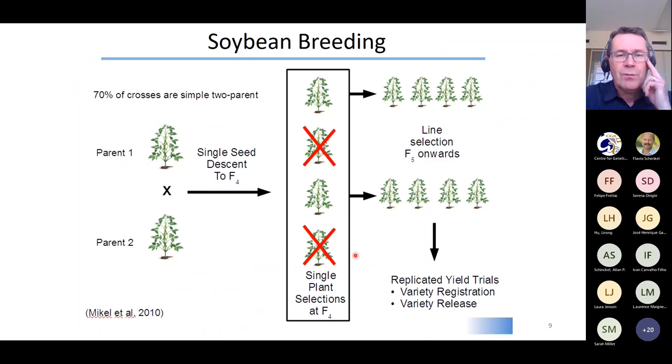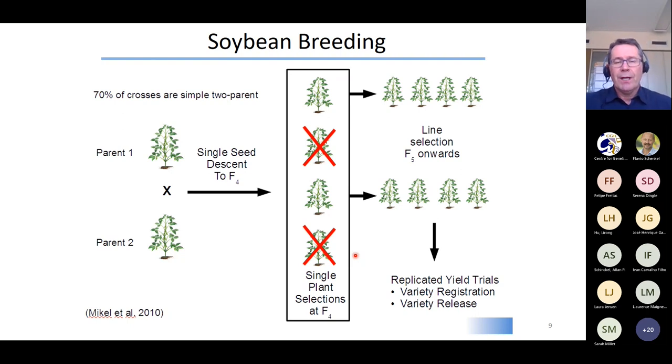So in soybean breeding, most of our crosses are made by crossing two parents rather than a three-way cross or double cross. That's rarely done in soybean. And why is it that way? Because it seems to work for us just fine. So we pick parents based on their merit, and we combine them to make sure that the progeny will inherit the best traits, hopefully, from either parent.